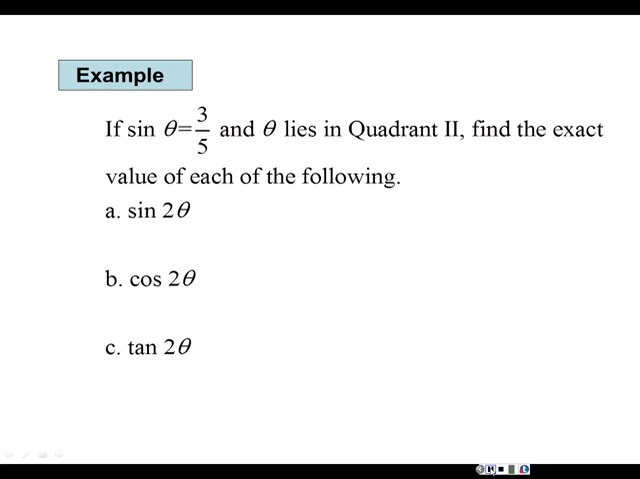Negative 3 over 4 for tangent 2 theta. Then you can apply the formula for tangent 2 theta, which is 1 minus cos 2 theta, or you can apply the tangent formula that we got from the last double angles, which is 2 tan theta over 1 minus tan squared theta, right? We apply these.